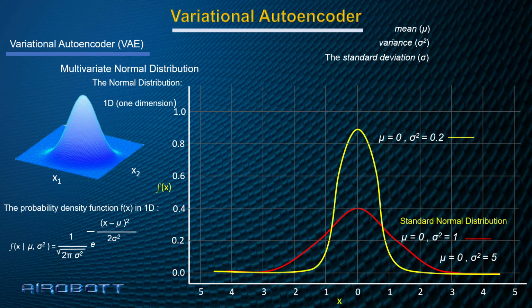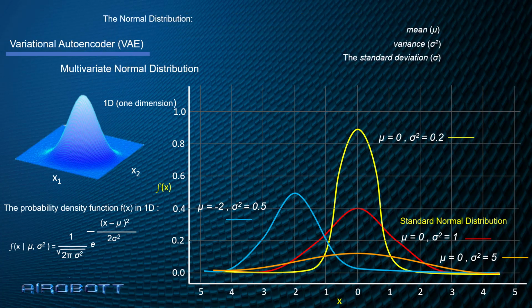If the mean mu is 0 and variance sigma squared is 5, the normal distribution in one dimension is like this. If the mean mu is -2 and variance sigma squared is 0.5, the normal distribution in one dimension is like this. We can sample a point z from a normal distribution with mean mu and standard deviation sigma using this equation.